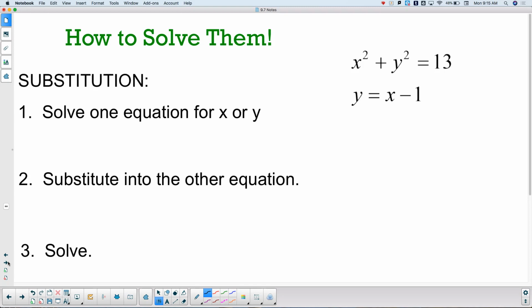So, substitution has 4 different steps. Step number 1 says we are going to solve one equation for x or for y. In order to do substitution, you have to have a non-squared variable, and that is the one you would solve for. In this case, I'm going to solve the second equation for y, and it just happens that it is done for me.